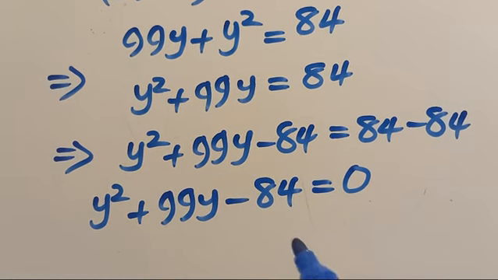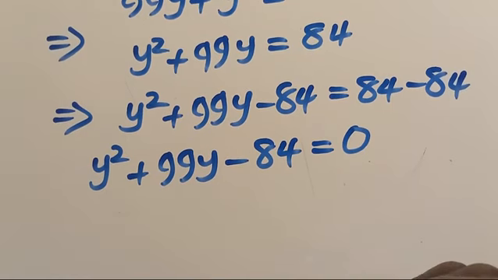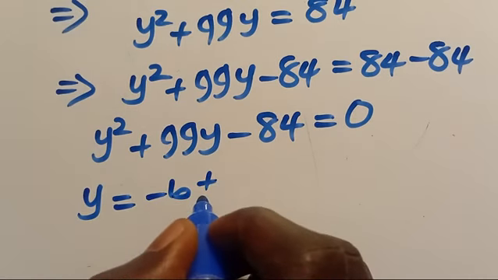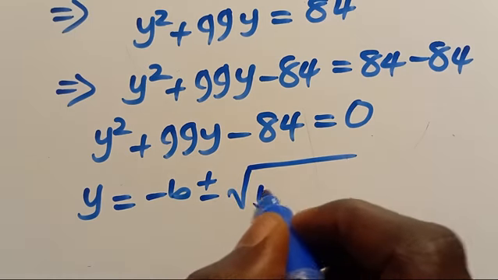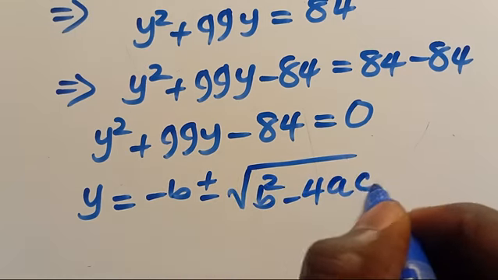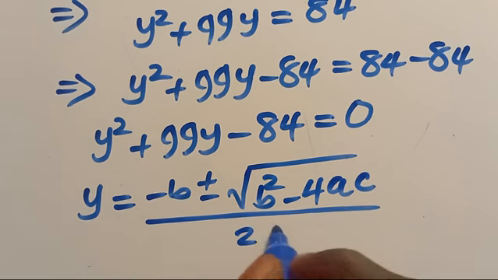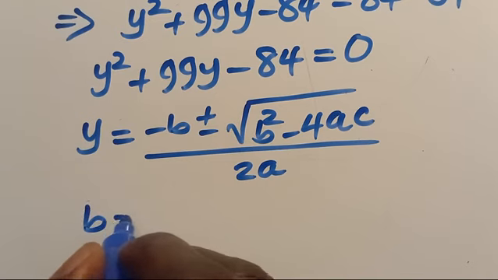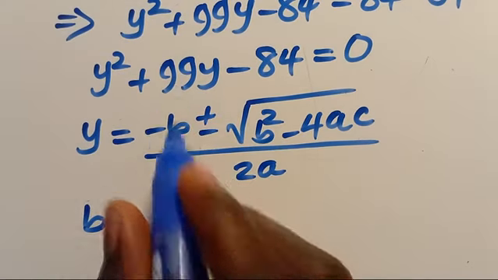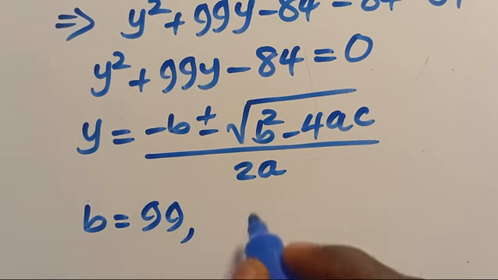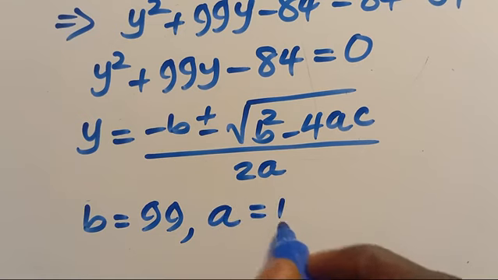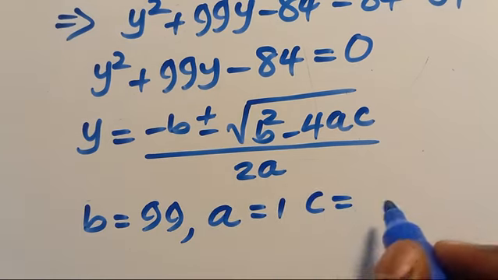Then we have to solve this using the quadratic formula. We have y to be minus b, positive or negative, square root of b squared minus 4ac, over 2a, where we have b as the coefficient of y, which is 99, and we have a as the coefficient of y squared, which is 1. Then we have c as the constant, which is minus 84.